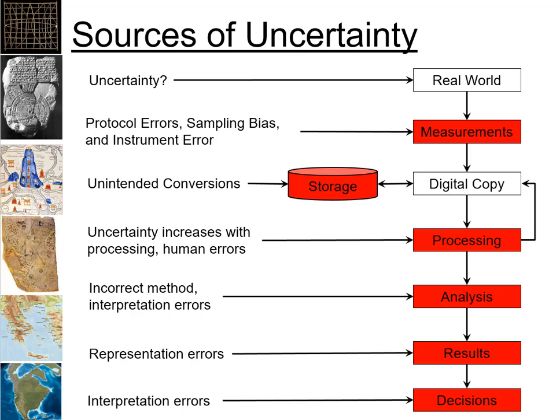There's a lot of sources of uncertainty. I don't think the real world really has uncertainty, or at least we're trying to represent the real world, so we'll leave it out. But everything else here that's marked in red is a potential source of error, and ones that I see error in on a regular basis. Measurements, of course, have error, as we've seen.